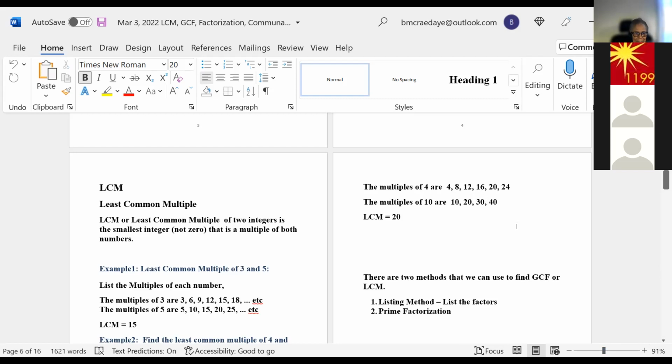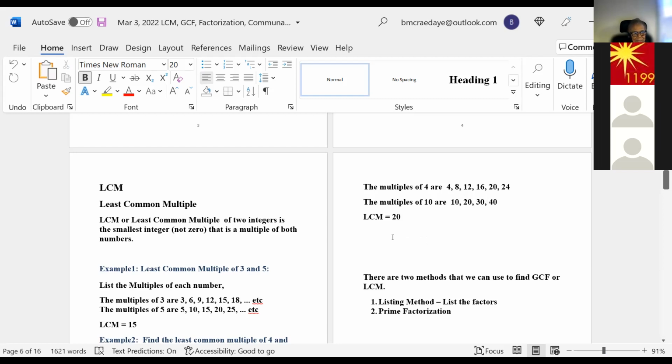Then you pick out the common ones, and you pick the least. Depends on the problem, but you put the smallest, and the smallest here is 20. If it were the greatest, well, greatest would be for factors, not multiples. We use least common for multiples, and we use greatest common for factors. So there's a difference.